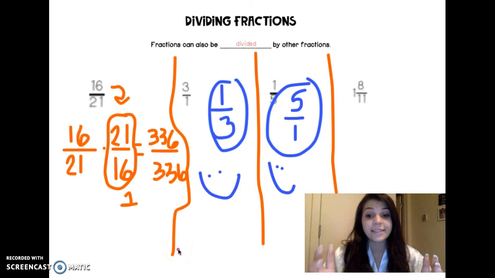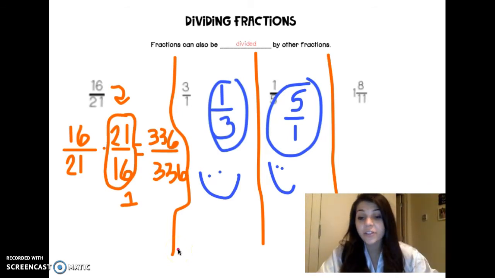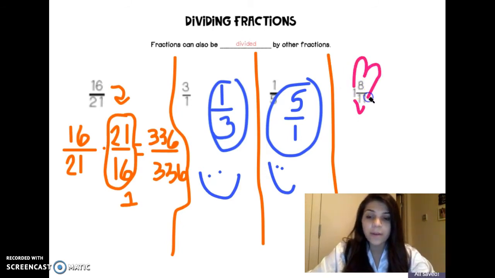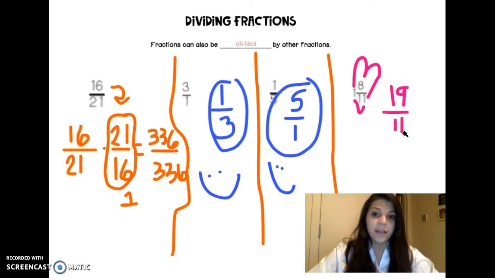So when you have a mixed number, just like with all things fractions, whenever we're dividing or multiplying, you've got to turn that mixed number into an improper fraction. Same thing is true even when working with reciprocal. So we have 11 times 1, which we know is 11, plus 8 is going to give us 19 over our denominator 11. So our number here gets changed to 19 over 11. But is this the reciprocal? The answer is no, because this is our mixed number turned into an improper fraction.